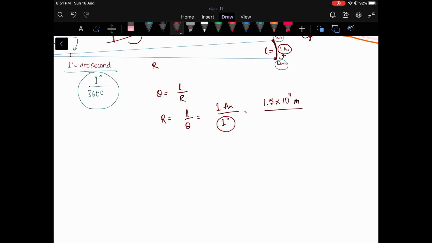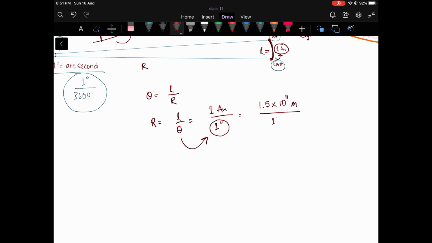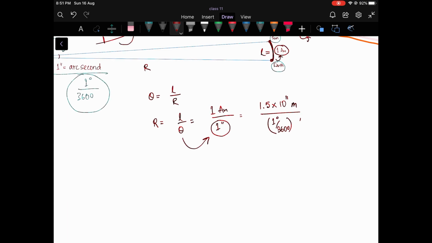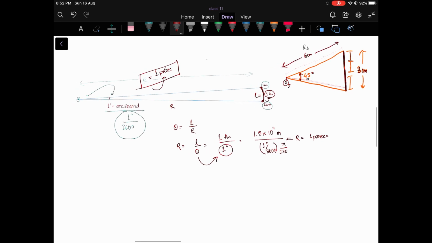meters, divided by theta, that is 1 arc second, and 1 arc second you know is 1 degree divided by 3600. This is the measurement in degrees, but since we are going to calculate in radians, we must write pi by 180. When we do this calculation, we get a value of r, and whatever value of r we get, we start calling it 1 parsec. So you can already imagine 1 parsec is such a large distance that we have to go so far that this angle here is so small, equal to 1 arc second, such that the radius of this arc we start calling 1 parsec.